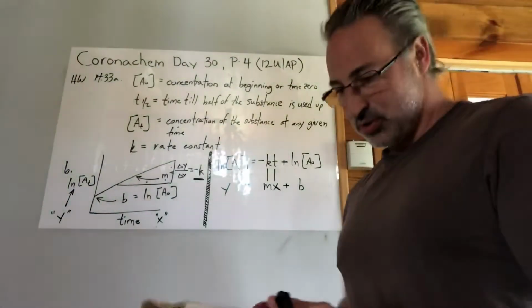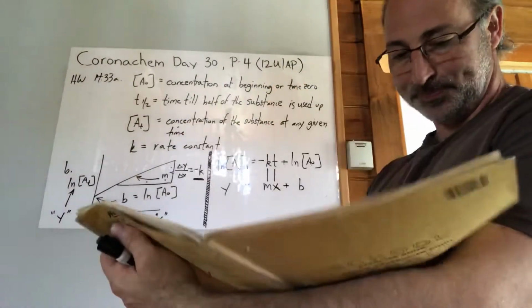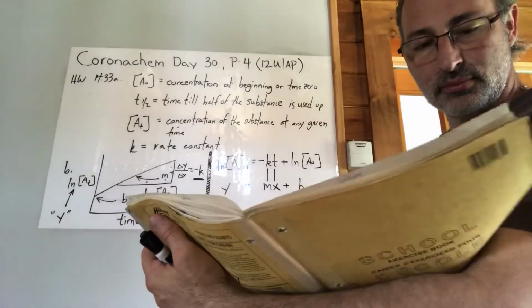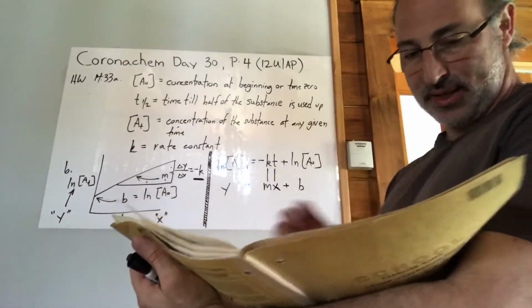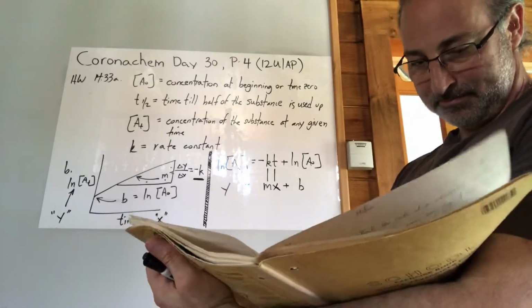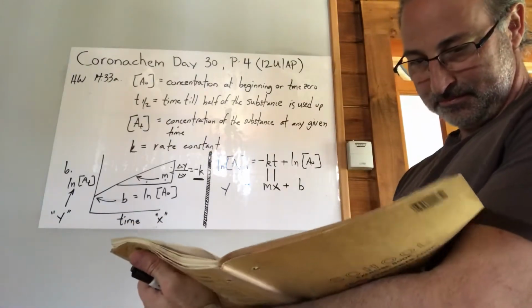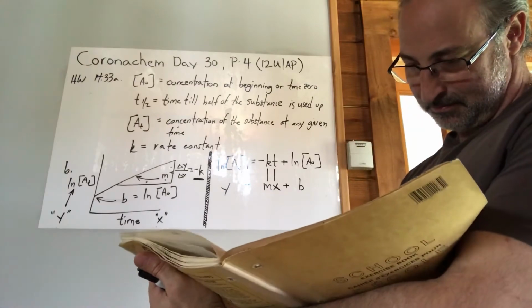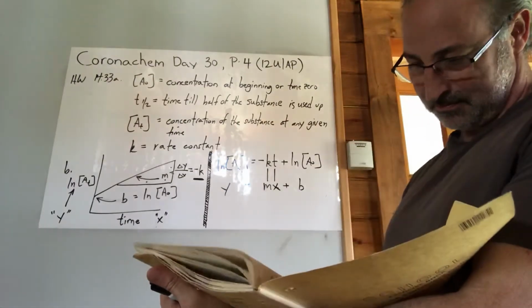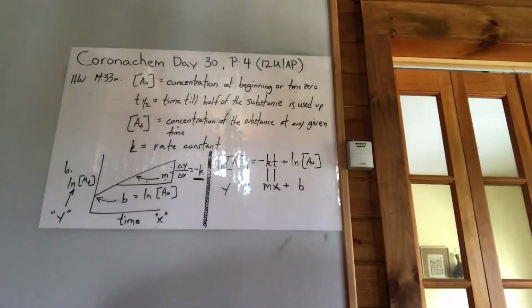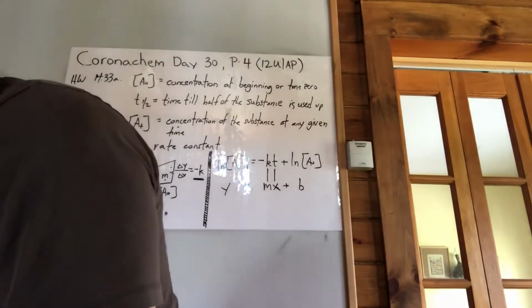Now let's look at the next part of our notes, which is how to deal with second order rate data. Second order plots, practice example 590.